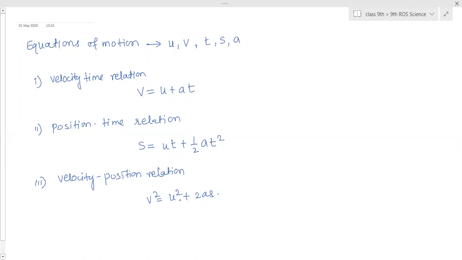These equations of motion are used for uniformly accelerated motion, not for uniform motion. For uniform motion, you have the formula v is equal to s by t. This is only for uniform motion. Other than this, nothing is there for uniform motion, because there is no change in the speed or velocity, and therefore there is no acceleration.